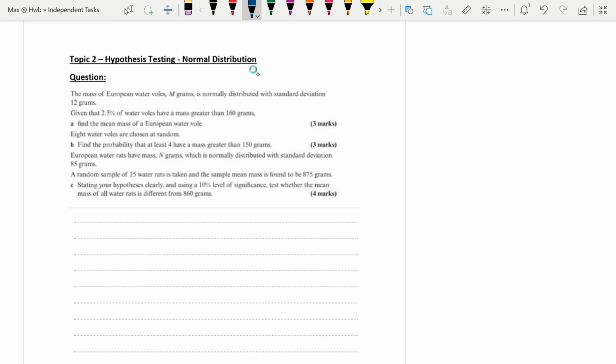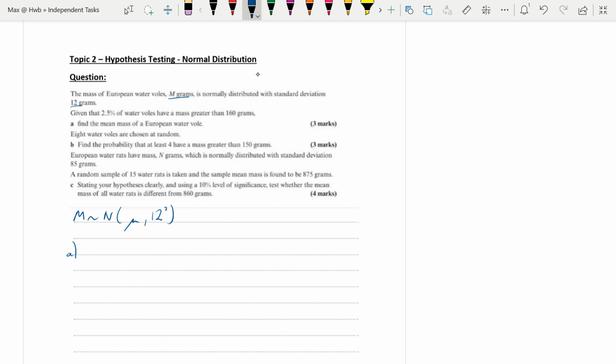The first thing we've got is the mass of European water voles is M grams. So I've already got my letter defined. This is normally distributed with a standard deviation of 12. It doesn't tell me the mean as such yet, so I've got 12 squared there. Given that 2.5% of the water voles have a mass of 160 grams, I don't know the mean. So I'm missing the mean. Find the mean mass, that's what needs to be defined. So I'm missing a mu or sigma, so I'm going to have to use Z tables here.